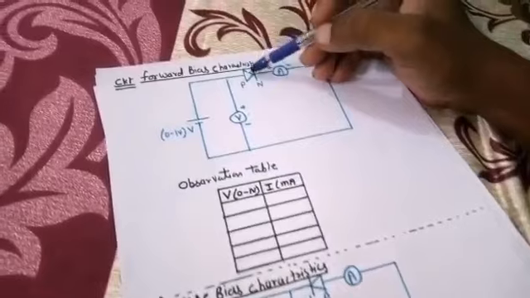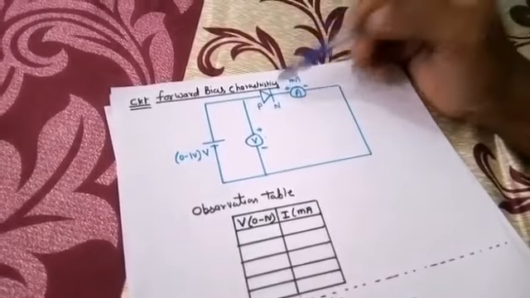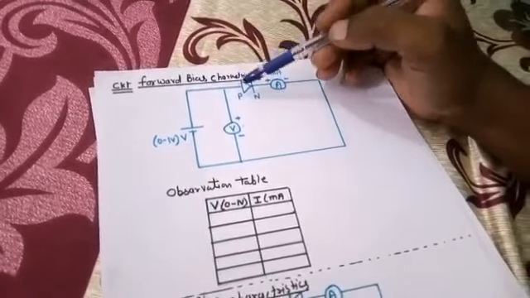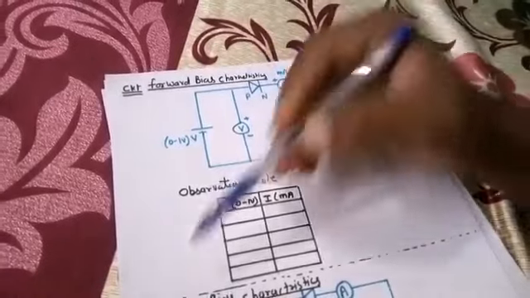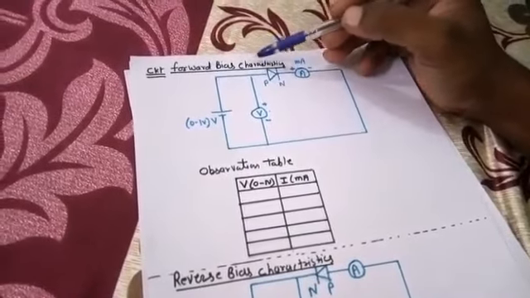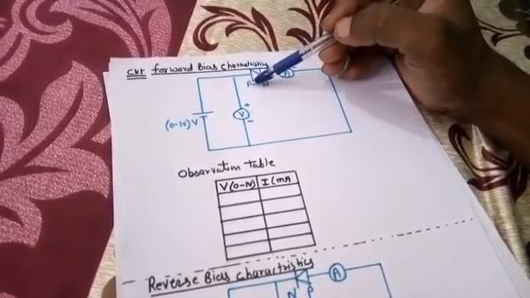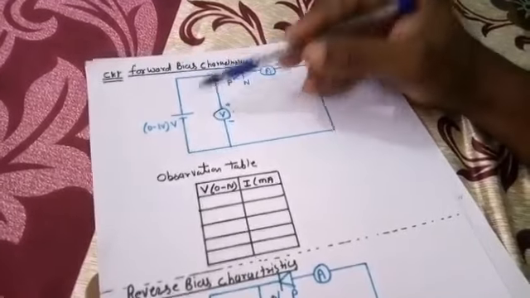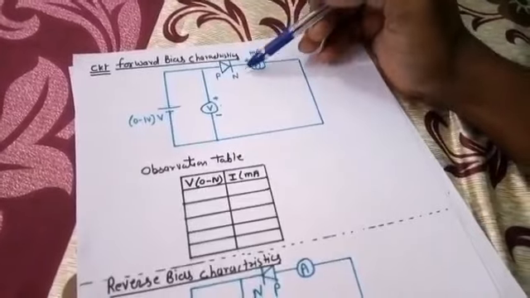From a practical point of view, we will design the circuits, in which you can see that we are studying the forward bias characteristics and we will draw the reverse bias characteristics. In forward bias characteristics, the p-type is connected with the positive of the battery and the n-type is connected with the negative.